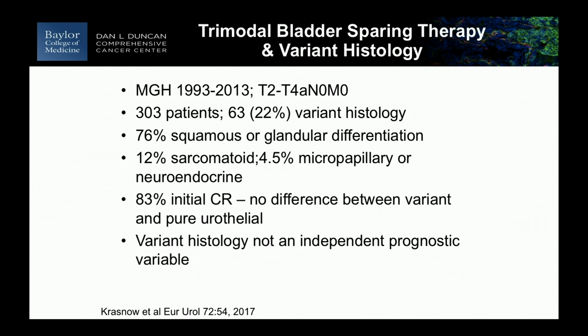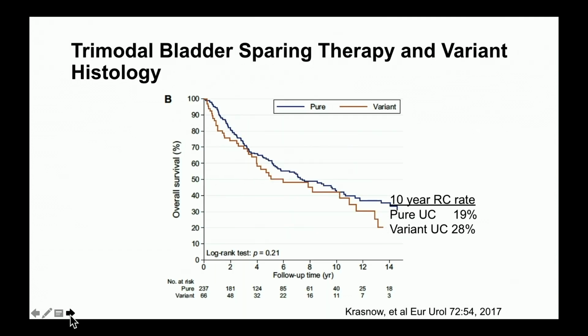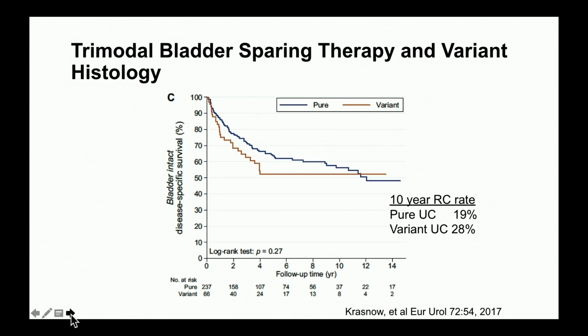therapy. And you can see that they had a predominant mix of squamous and glandular with small percentages of some of the other variants. And what they showed is that the initial complete response rate was not different between conventional urothelial and variant histology. And this is just the Kaplan-Meier curves comparing pure to variant for both overall survival and bladder intact disease-specific survival, which is kind of a current hot endpoint that reflects the value of trimodal therapy and bladder preservation.